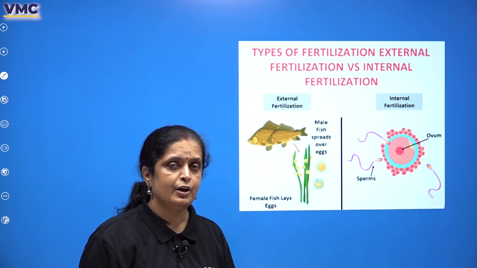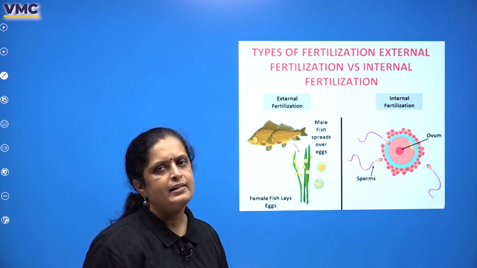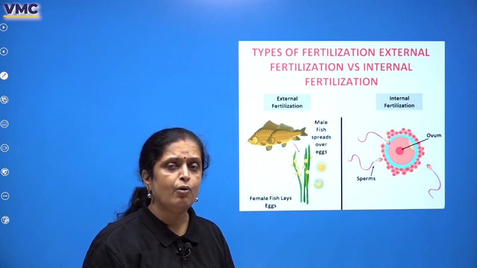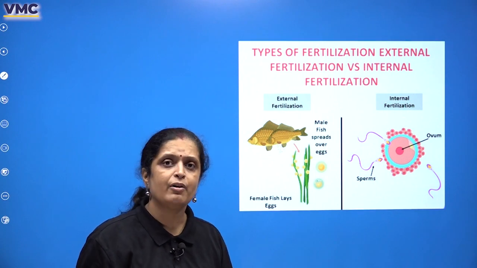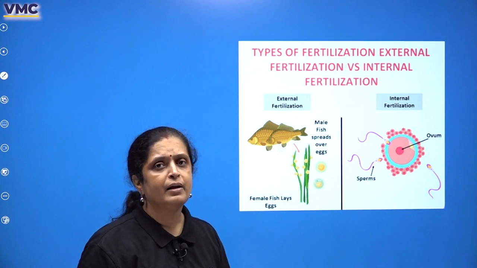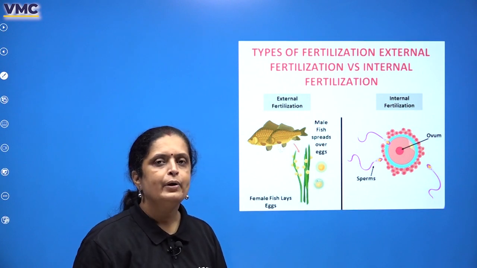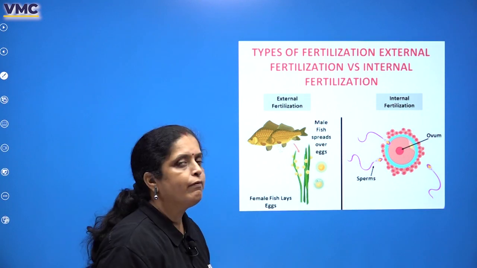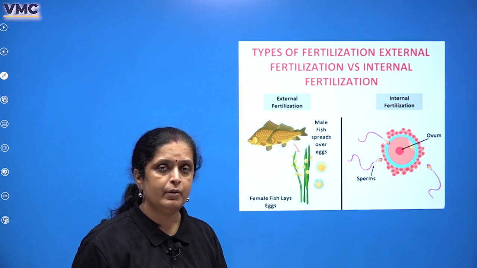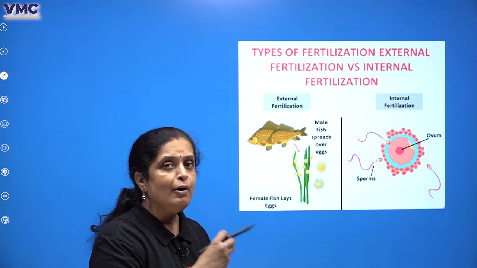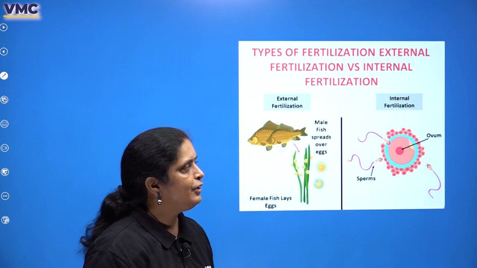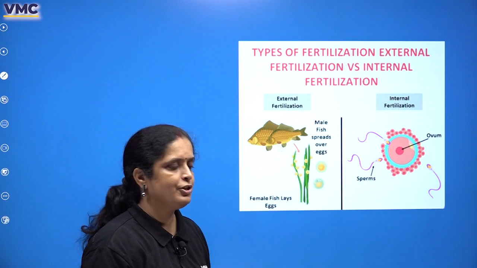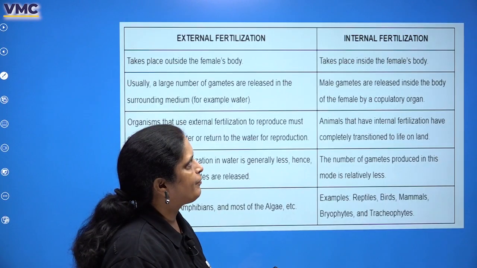The female fish will lay many eggs in water. Why does it lay so many eggs? Because the chances of water carrying them away, washing them off, or other animals eating them up are immense. So, to increase the chances of survival, they lay a lot of eggs. Then the male sperm fertilizes these eggs outside the body and you have new fishes, right? So, this is what external fertilization is all about.